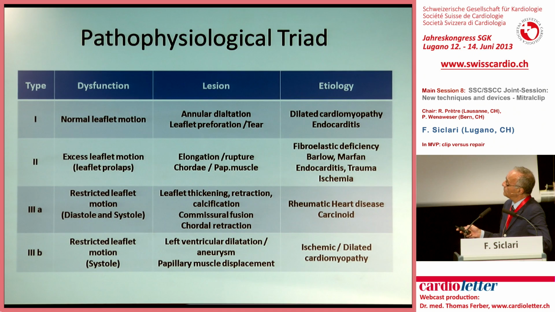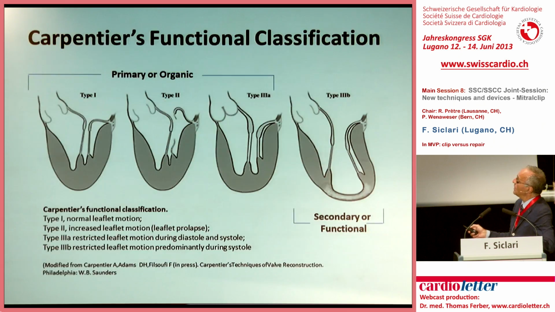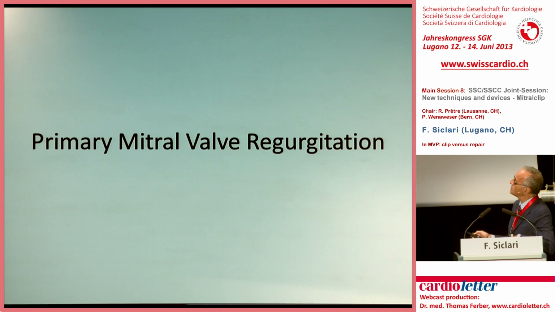And he pointed out the problem of the dysfunction, lesion, and etiology, and then put up a schema which is rather interesting because it has important consequences in the treatment. As we can see here, we have primary or organic disease, which is the first three categories of the Carpentier classification, and secondary or functional disease, which is type 3 of the Carpentier classification.